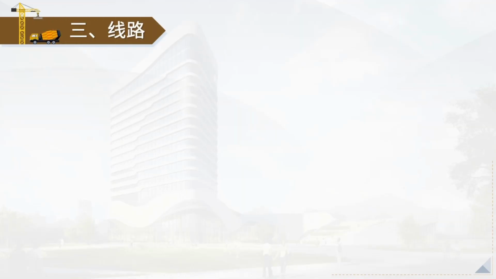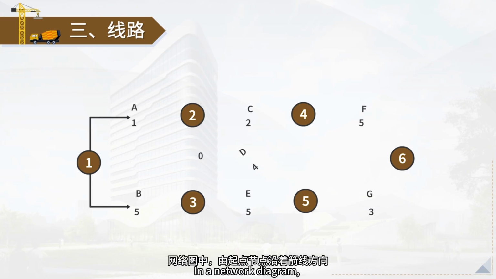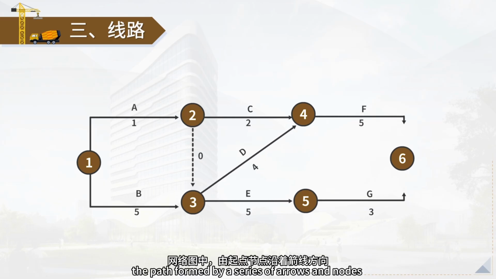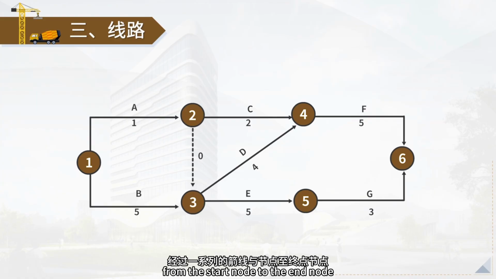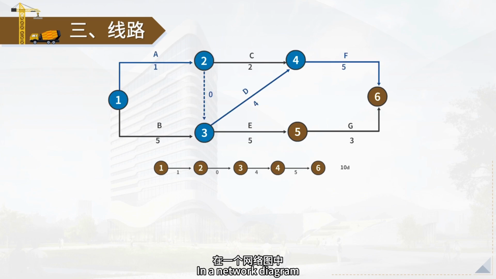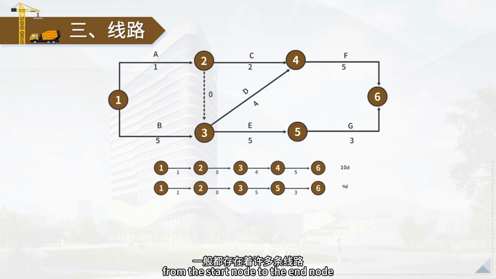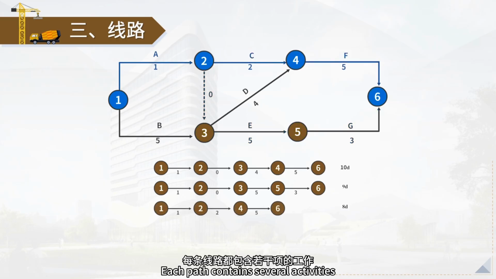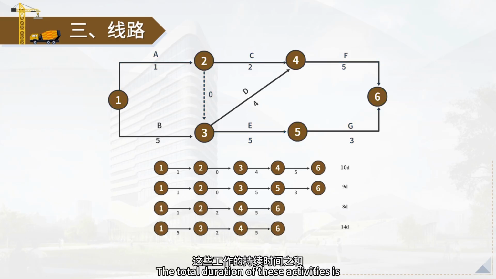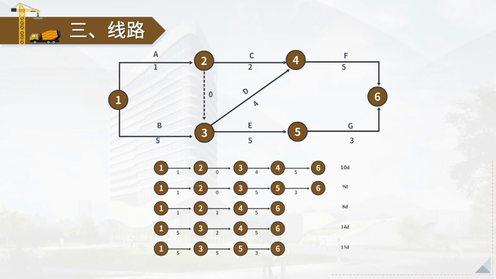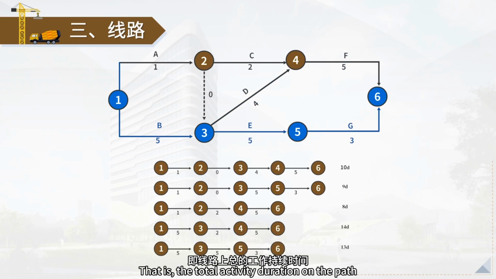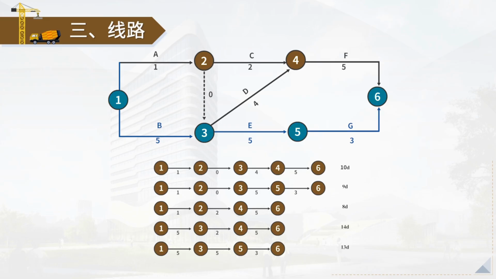Third, paths. In a network diagram, the path formed by a series of arrows and nodes from the start node to the end node along the arrow direction is called a path. In a network diagram, there are generally many paths from the start node to the end node. Each path contains several activities. The total duration of these activities is the time length of the path. That is, the total activity duration on the path.